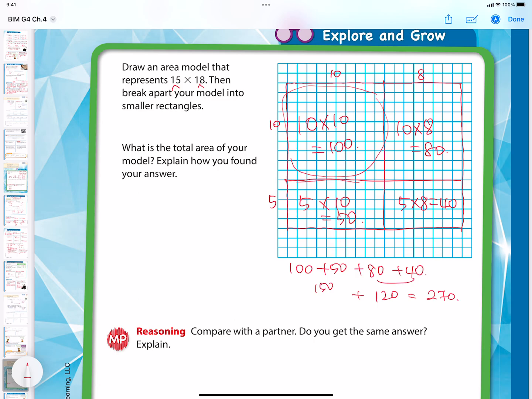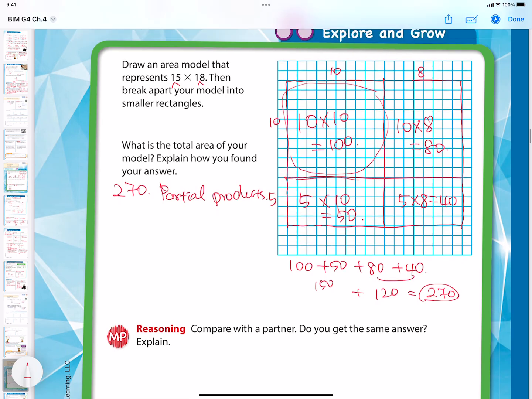Okay, what is the total area of your model? We just found it, 270. Explain how you found your answer. We use partial products, right? And let's say just partial products. Partial products, we add them all together, okay?